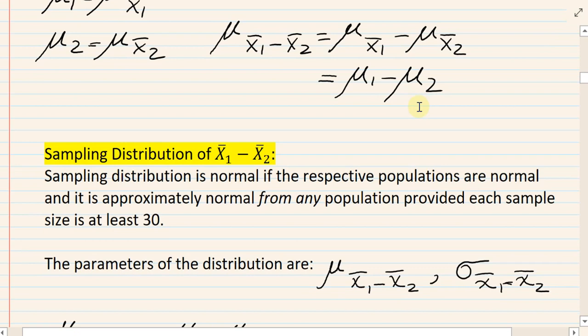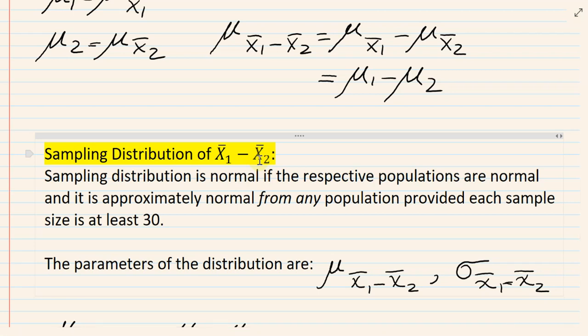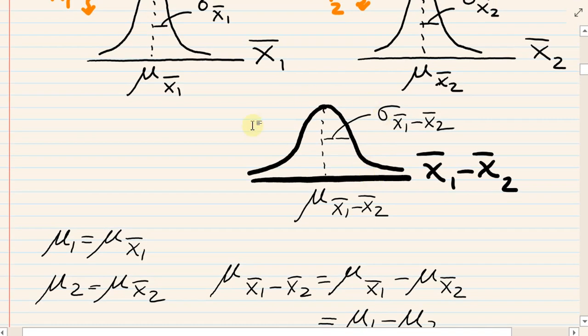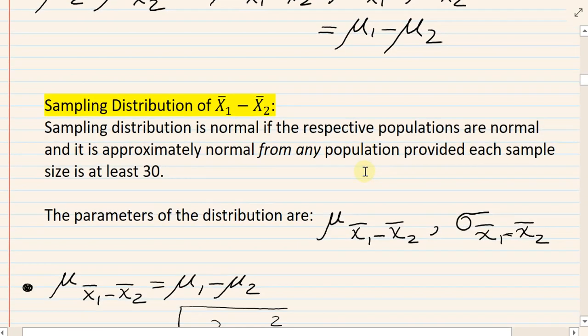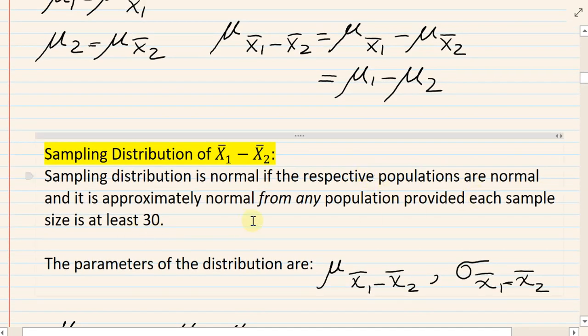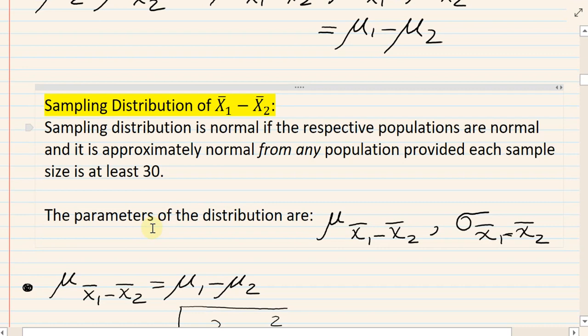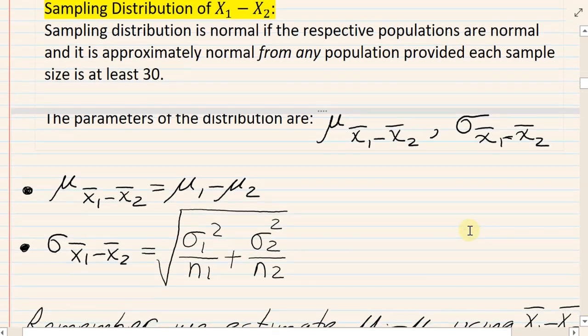Okay, so let's talk now about the sampling distribution of x bar 1 minus x bar 2. Remember, x bar 1 minus x bar 2, these are the sample statistics. So that's going to be a point estimate of our population mu1 minus mu2. Now the sampling distribution is normal, as you can see up here, if we sample from normal populations, and it's going to be approximately normal otherwise, provided each sample size is at least 30. So, because the distribution is normal, it has its parameters, its mean and its deviation. And these are the formulas for the mean and deviation of those.